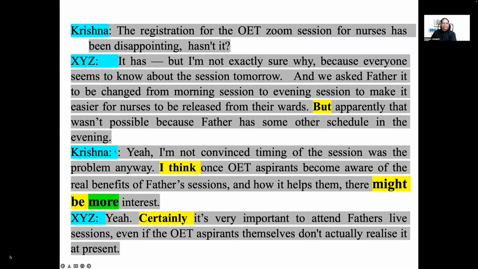A contrast word is this. Then I think once OET aspirants become aware of, so what is the criteria used here? I think, what does it speak? I think, opinion of the speaker. That is the opinion of the speaker. So the answer will be the opinion of the speaker, and there might be more interest. So that also tells this opinion is stressed. So might be more, scale, and modal verb is used to ascertain the option.